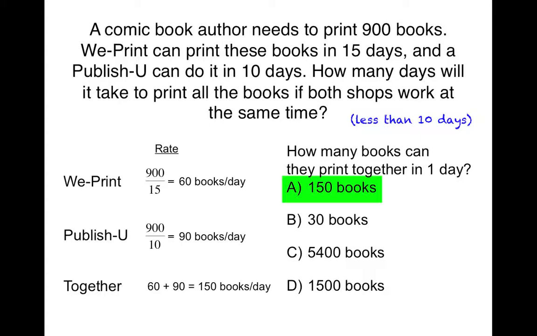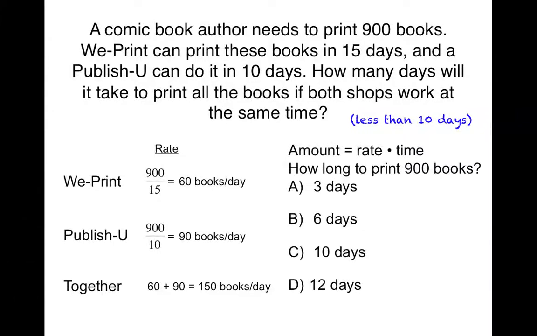And now for the big finale. Keeping in mind that the amount produced will be the rate multiplied by time, how long will it take them to print 900 books? It will take them 6 days. Amount equals rate times time. So 900 is 150 times t. Divide both sides by 150. And 900 divided by 150 is 6 days. This is supported by our earlier reasoning that the answer should be less than 10 days.